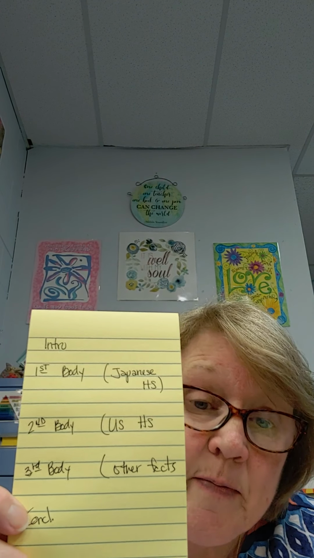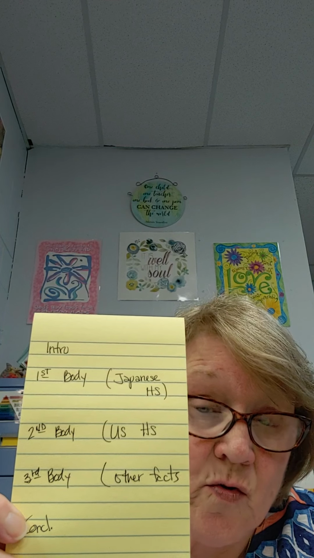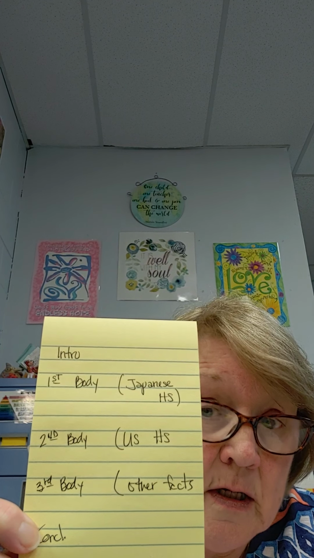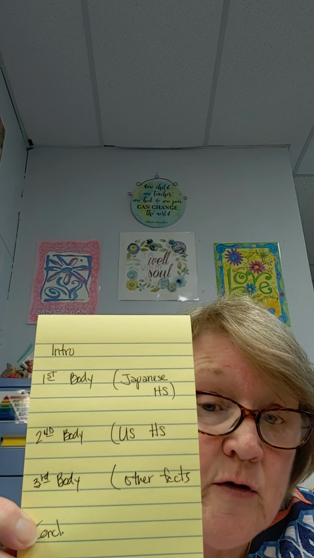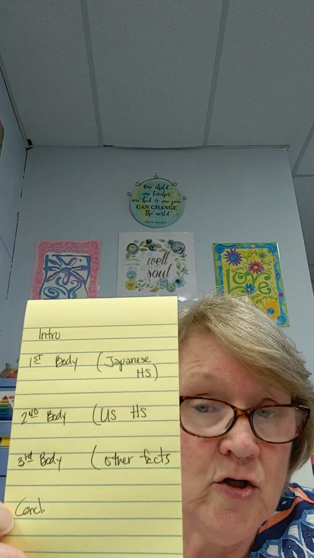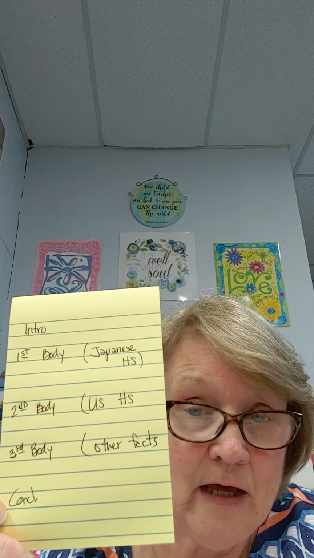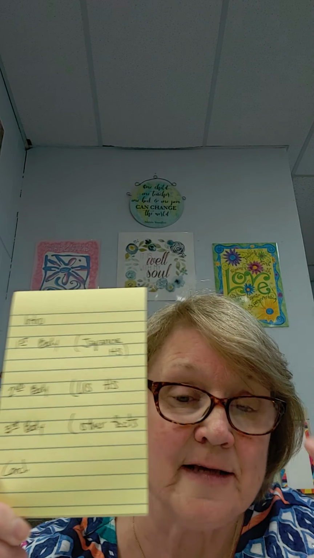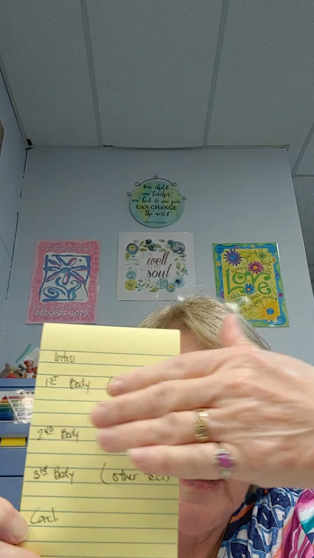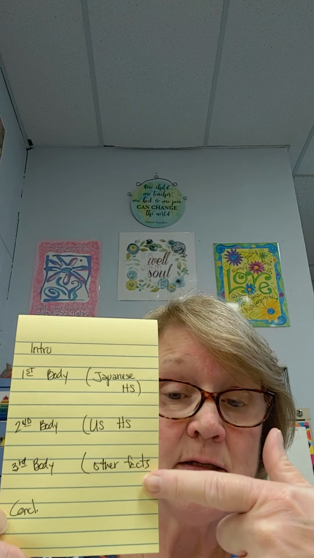Then in your first body paragraph, you might talk all about the Japanese high school. Second body paragraph, you might talk about the United States high school. Third body paragraph, you might talk about other facts, and then you're going to conclude it by wrapping everything up together. And you should already know that, but when you're doing a compare and contrast, you can do it in units, like talk about the Japanese high school, talk about the American high school, talk about some of the other facts about them, and then conclude it.